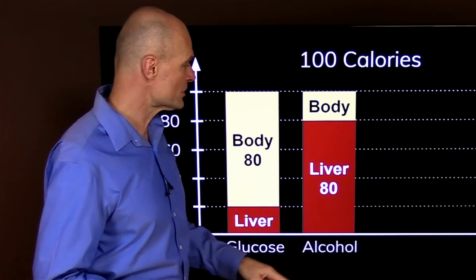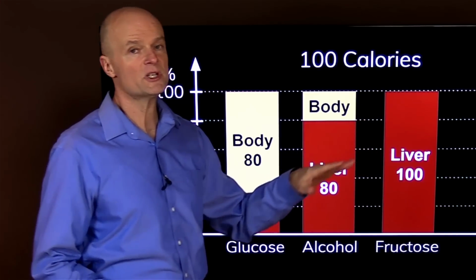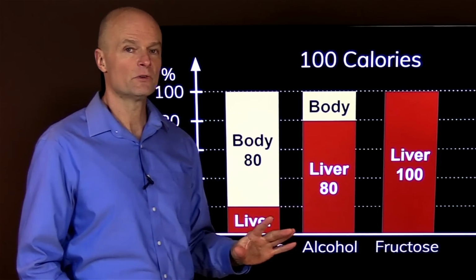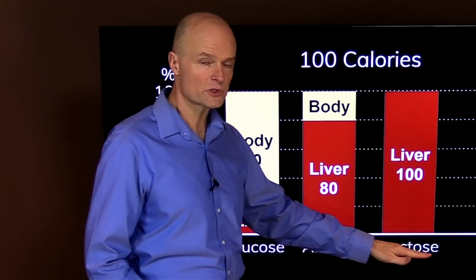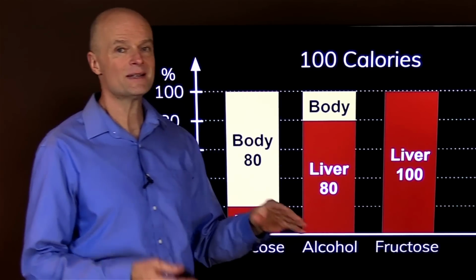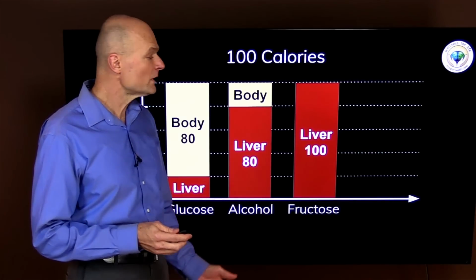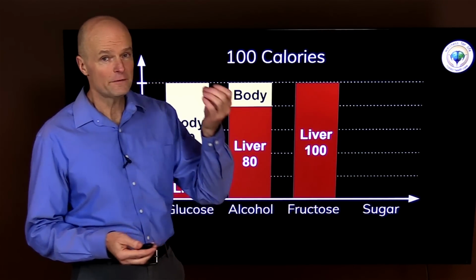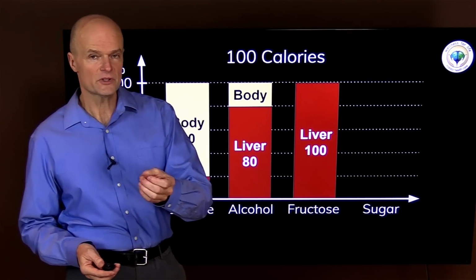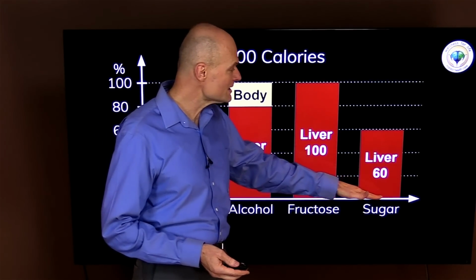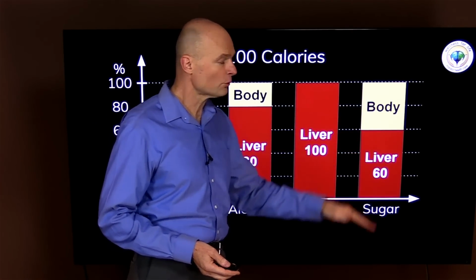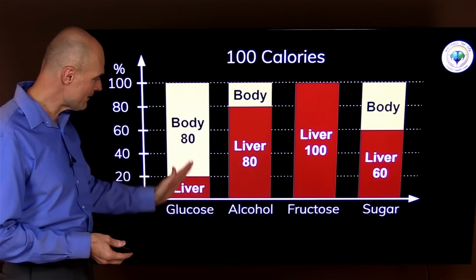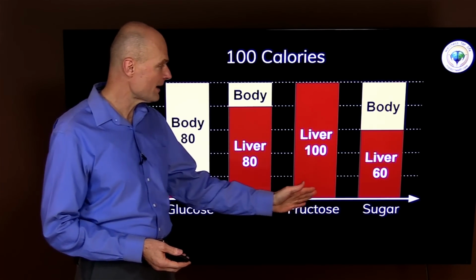Now for fructose, that number is 100%. There is no other cell in the body that can do anything with fructose. So all of the fructose that you consume has to be metabolized by the liver. And then if we look at sugar or sucrose, table sugar, white sugar, then that is 50% glucose and 50% fructose. So we get 60% of the burden on the liver and 40% on the body. So that makes a lot of sense because that is the average between the glucose bar and the fructose bar.